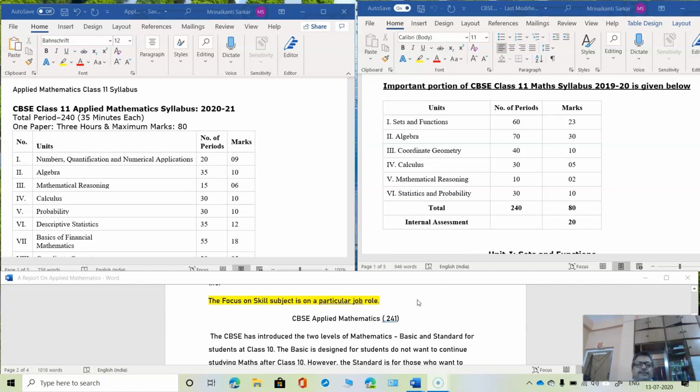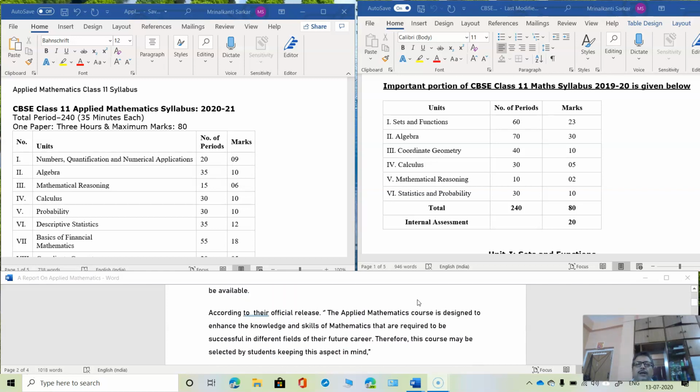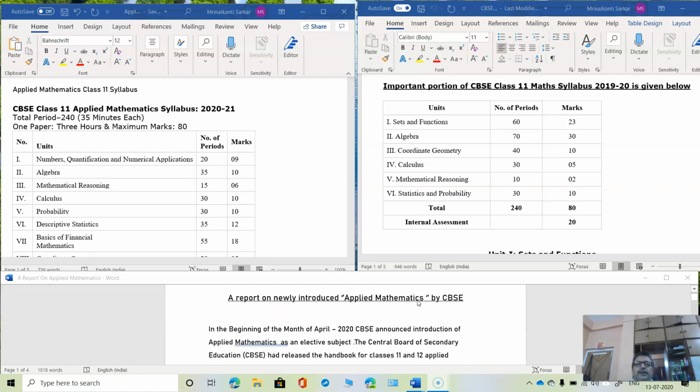So first, I tell you how applied mathematics was introduced by the CBSE board in the beginning of April 2020. They have announced applied mathematics as an elective subject. Note that this is not compulsory, this is an elective subject. Even the normal mathematics syllabus coursework is also elective.